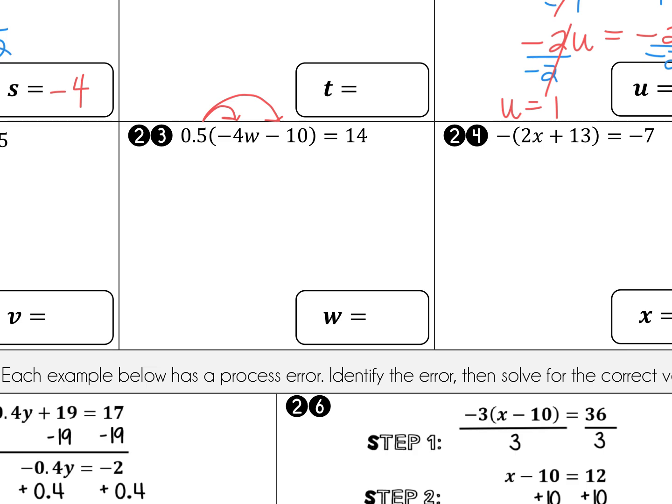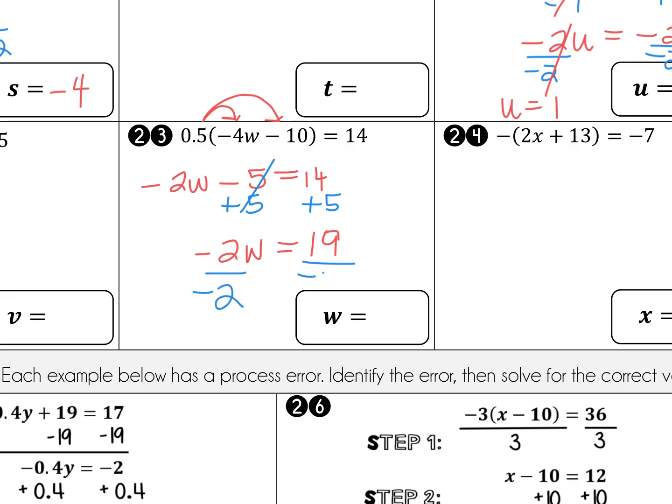All right, we'll dive into those inverse operations now. The opposite of subtracting 5 is adding 5. And that gets us a little bit closer to isolating that variable, but we're not quite there, right? -2w equals 19, because 14 plus 5 is 19. And then we'll divide by our coefficient of -2.